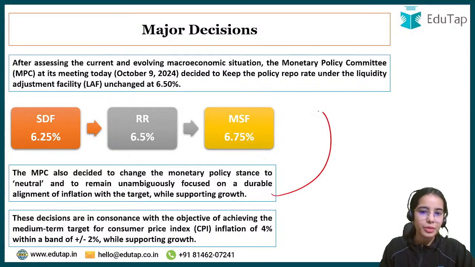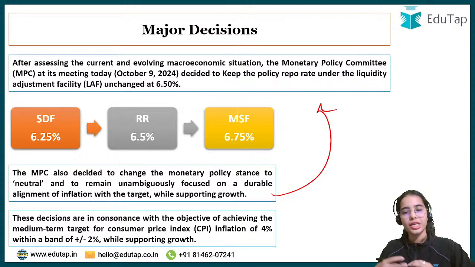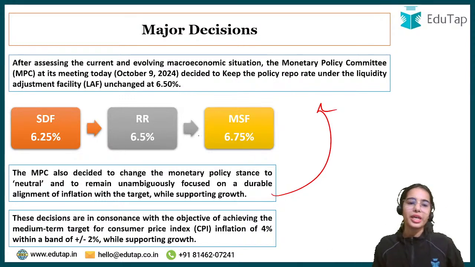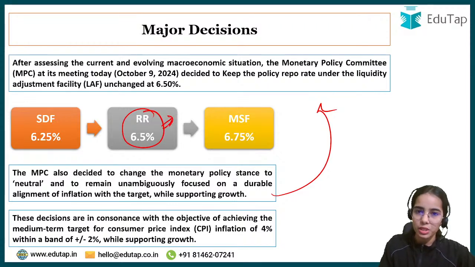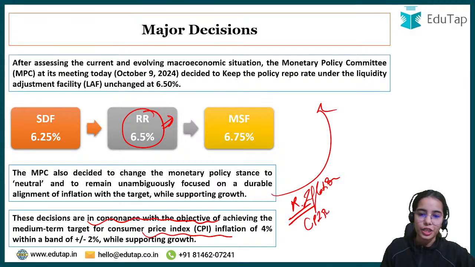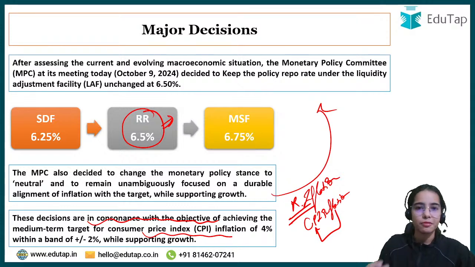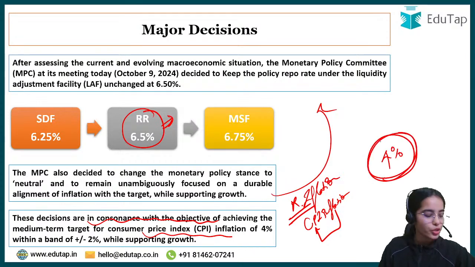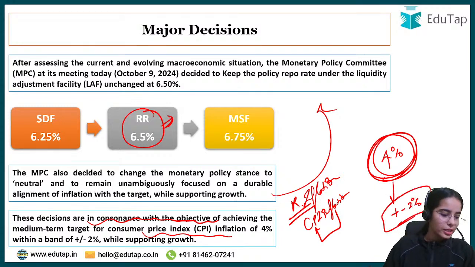So the decisions to change the monetary policy stance to neutral, and to keep the repo rate unchanged at the high level of 6.5%, are in consonance with the objective of achieving the medium term target for consumer price index inflation. That is our retail inflation, the headline inflation, the CPI inflation. CPI inflation is the inflation that affects the consumers. The target for that is that inflation should be around 4% within the range of plus minus 2%. All clear? Is it only clear to Shorish?